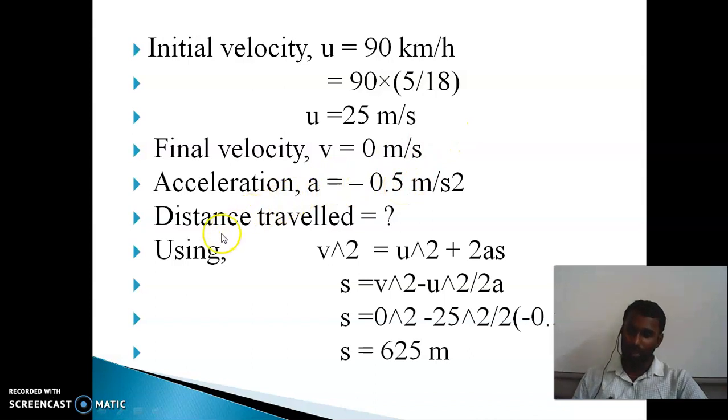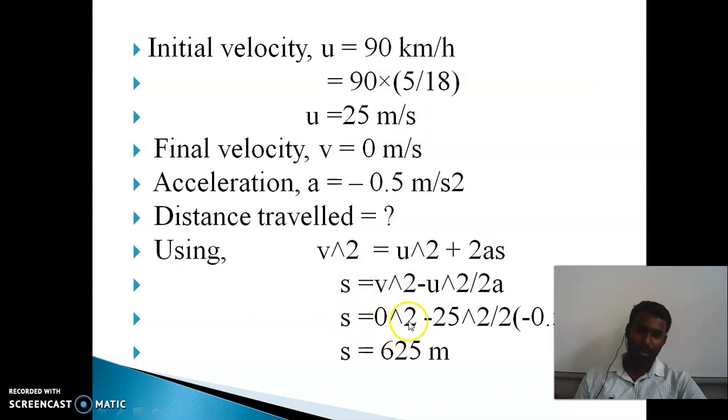So what we have to find? Distance travelled. So using this equation, v square equal to u square plus 2as. So s equal to, see here, this u square will come that side. So v square minus u square, s only we have to place, that 2a will come down. So s equal to v square minus u square divided by 2a. What is your final velocity? 0. So cancel that one.